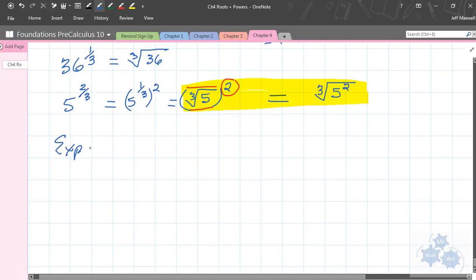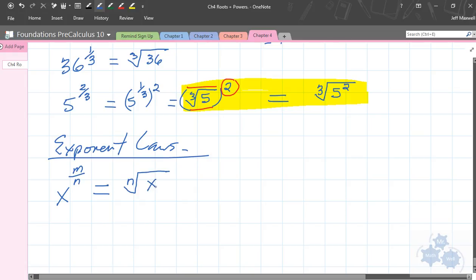Okay, so these exponent laws that we are talking about today look like this. Any value x to the power of a fraction, and we'll say that's m over n, just two other variables, is going to be equal to the nth root of x, all to the power of m. Which is also equal to the nth root of x to the power of m underneath the root. That is actually still the same.